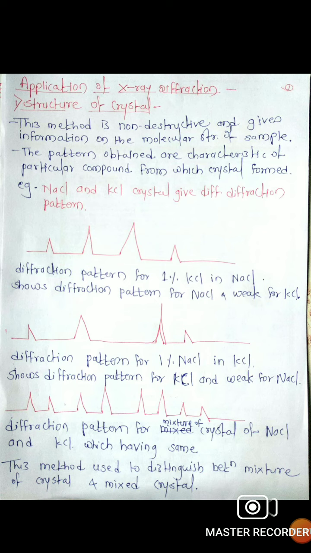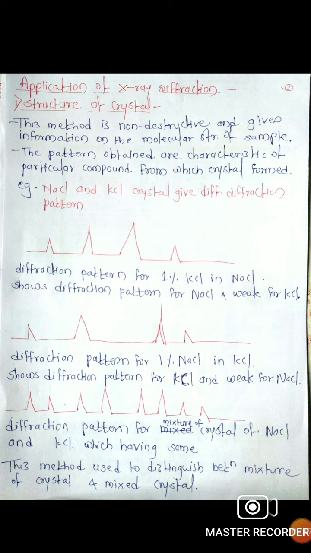This is the first case. Then the second case, a diffraction pattern for 1% NaCl in KCl. When we take 1% NaCl in KCl, then the diffraction pattern is strong for KCl and weak for NaCl. And when we mix both, that is 1% NaCl in KCl and 1% KCl in NaCl, then a third diffraction pattern is obtained.